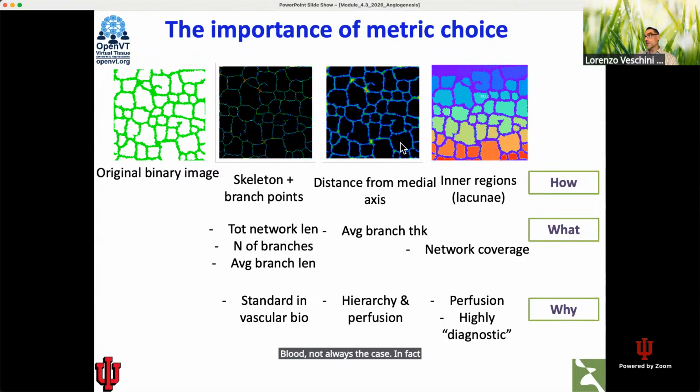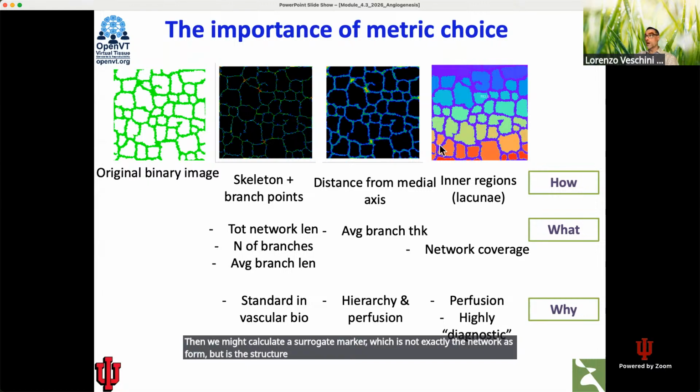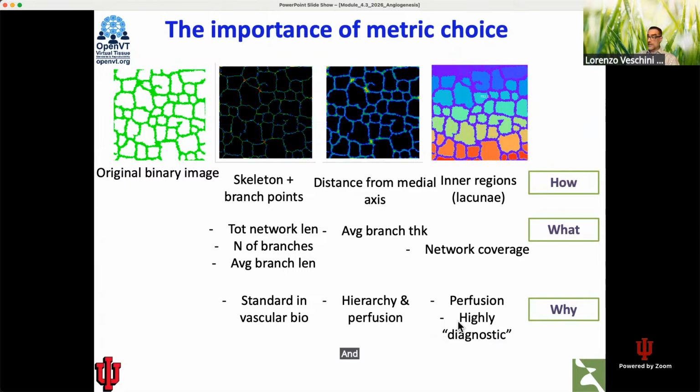Then we might calculate a surrogate marker, which is not exactly the network as formed, but the structures that are forming our images. So the lacunae, the spaces in between the formed structures, and that gives us a sense of the network coverage. And this is interesting, again, to have an idea of perfusion.